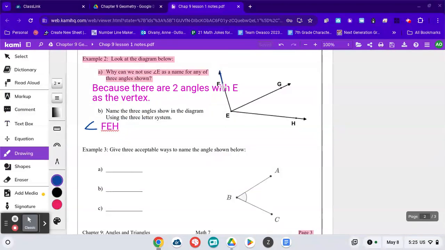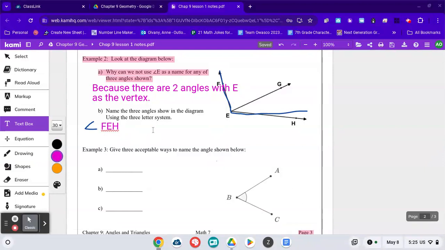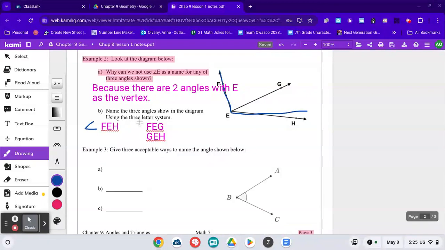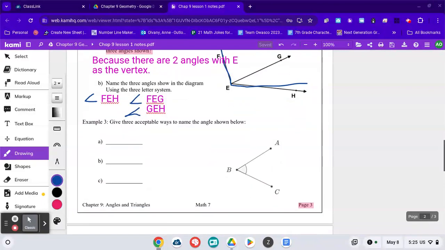So the big angle is FEH, like this. And then there's 2 smaller angles in there. There's angle FEG, and there's angle GEH. So there's 2 other smaller angles that actually make up the large angle. Hope you can see that.